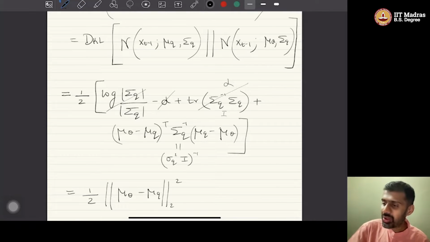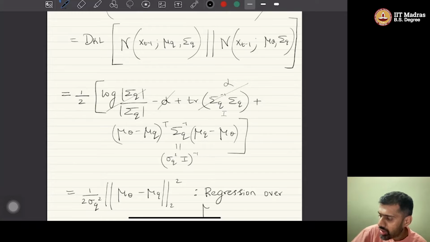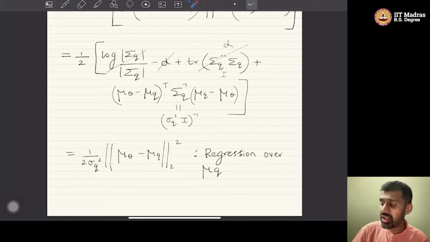So for all those complicated looking equations, there will be 2 sigma q squared here as a constant, or 2 sigma q squared times this. For all the complicated algebra that we did, the final ELBO looks very elegant. This is simply a regression over mu q. This is the squared error cost, and what we are doing is trying to match mu theta to mu q at every time step t. That is all it is, right?